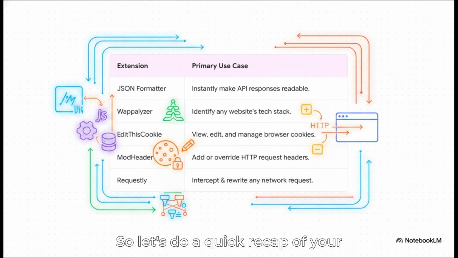So let's do a quick recap of your new debugging arsenal. You've got JSON Formatter to make data readable, Wappalyzer to know the tech stack instantly, Edit This Cookie to take control of session states, Mod Header to tweak your request headers, and Requestly for when you need to intercept absolutely everything. Together, this is a seriously powerful toolkit for any support engineer.